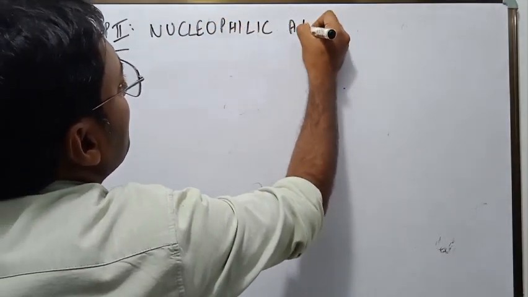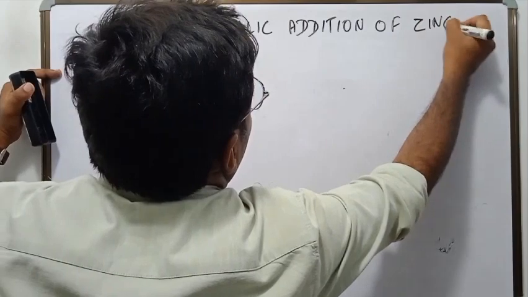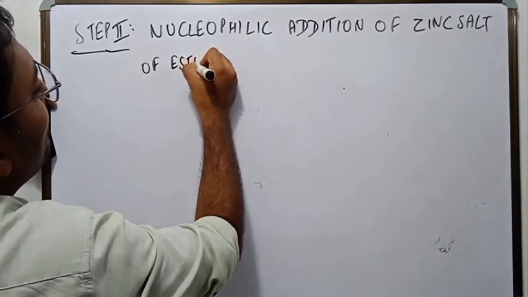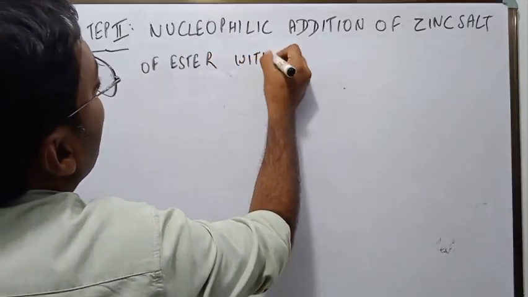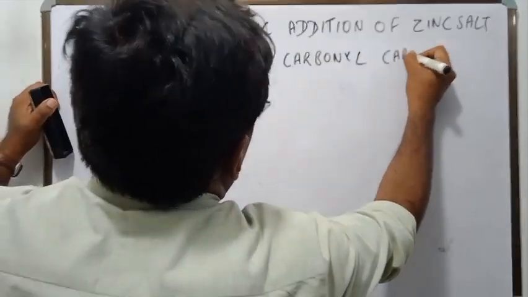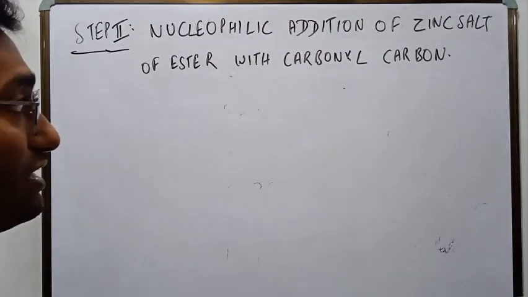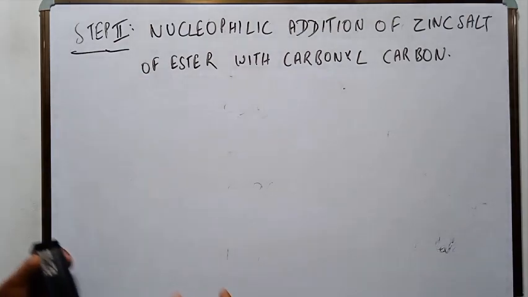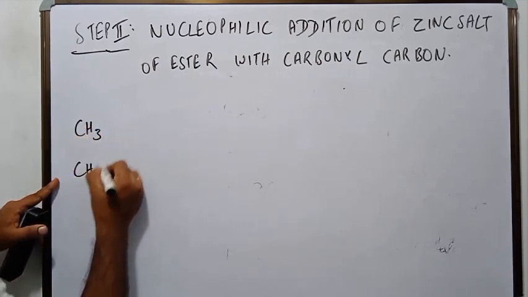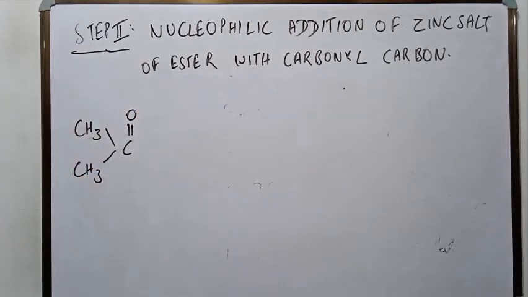Nucleophilic addition of the zinc salt of ester, both are zinc salts of esters only, with carbonyl carbon. Carbonyl carbon can be of ketone, aldehyde or any other ester. Here we have taken acetone as an example, which is a ketone. So here this is our carbonyl carbon. This is acetone, correct? This is a ketone.